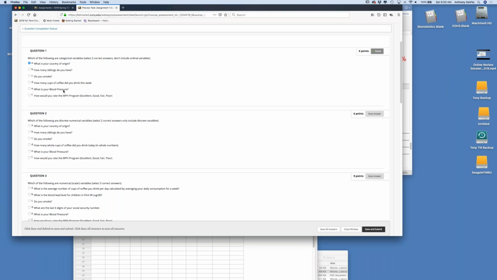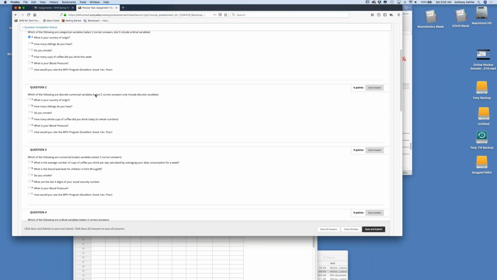That's millimeters of mercury pressure that you're describing there. So even though they may write down 120/80, your real blood pressure might be 120.113 over 80.17 or something like that. So even though they write it down as an integer, it's really a continuous variable. How would you rate the MPH program? Excellent, good, fair, poor. That's a categorical variable again, but it's a special form of it, which is called ordinal. So a better description of that would be an ordinal variable. So you can expect to see something like that.